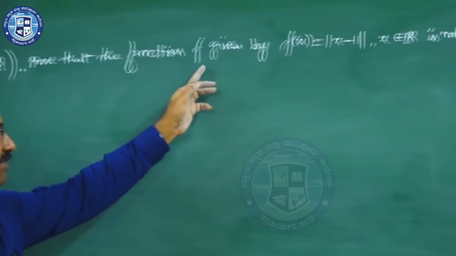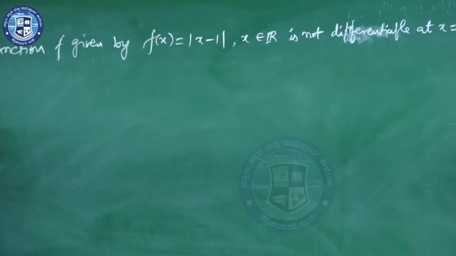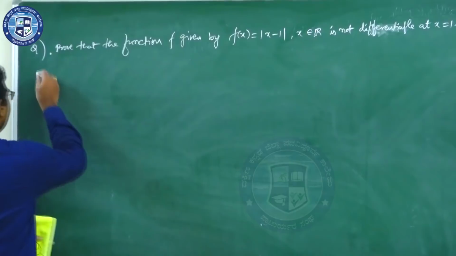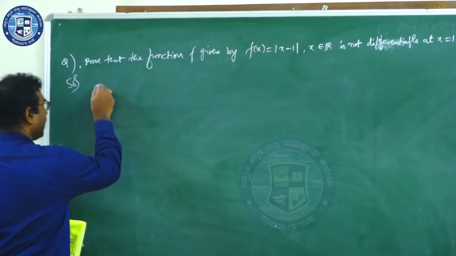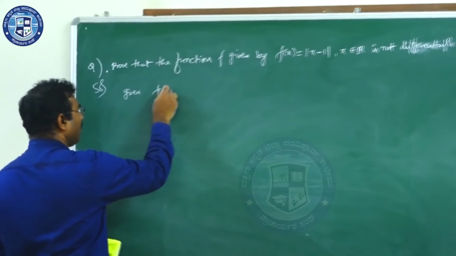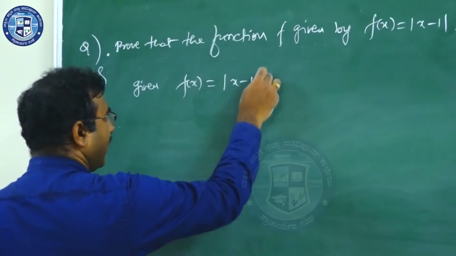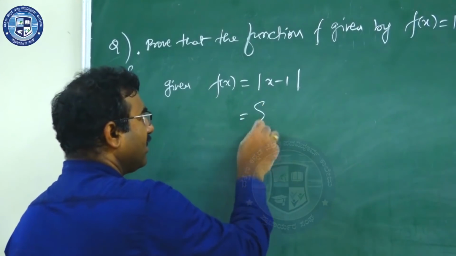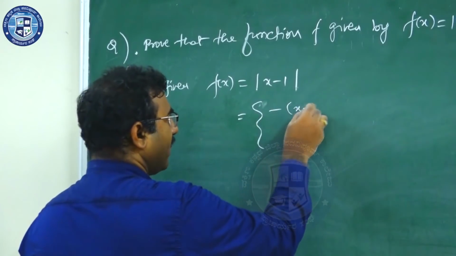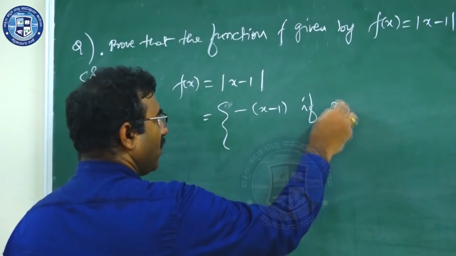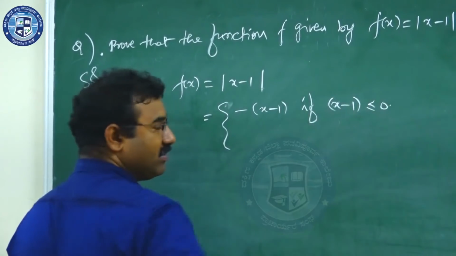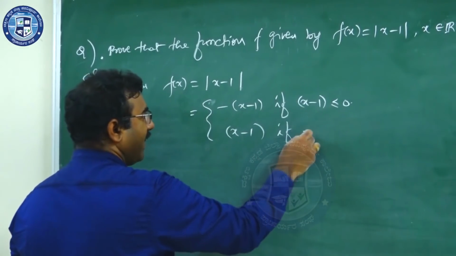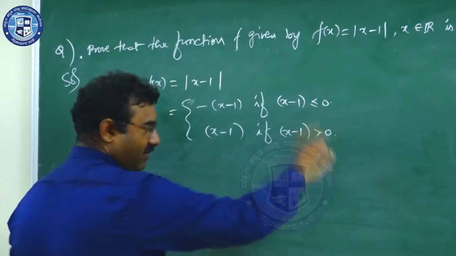Prove that the function f given by f(x) is equal to mod x minus 1, x belongs to R, is not differentiable at x equal to 1. Okay. So, if you see the solution for this problem, what they have given is f(x) is equal to mod x minus 1. By the definition of mod x, we can write this as minus of x minus 1 if x minus 1 is less than or equal to 0, and x minus 1 if x minus 1 is greater than 0, right.